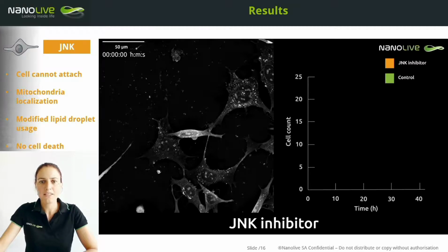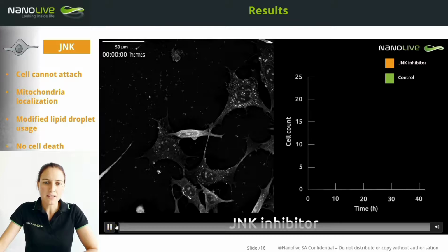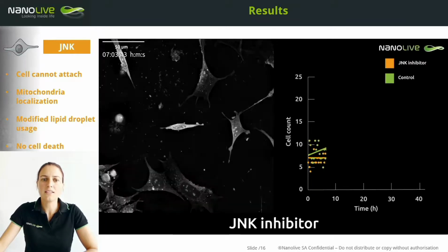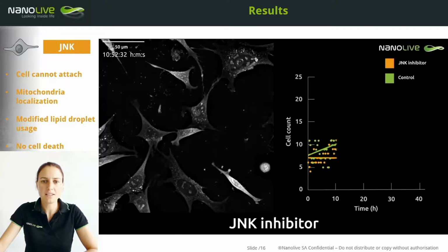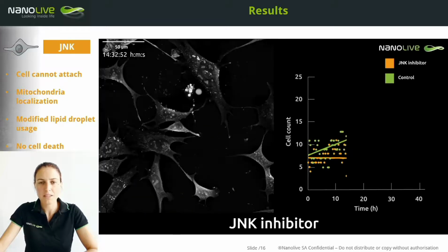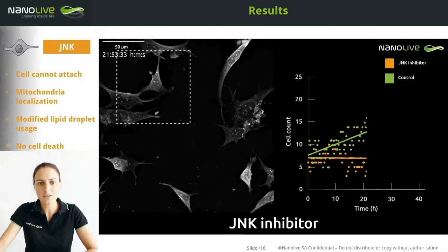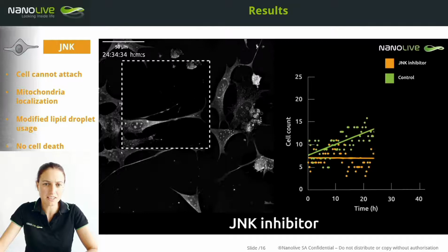The graph on the right shows cell count. When we start the video here, one thing you can notice is that this number stays relatively stable throughout the experiment. So when JNK, the death signaling pathway, is inhibited, cells do not divide, but neither do they die.